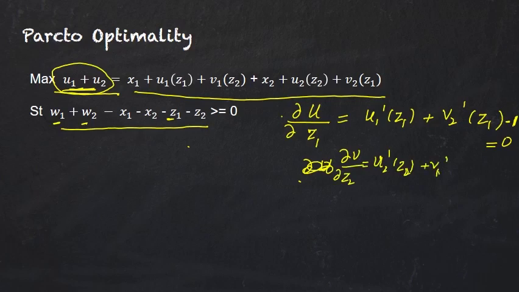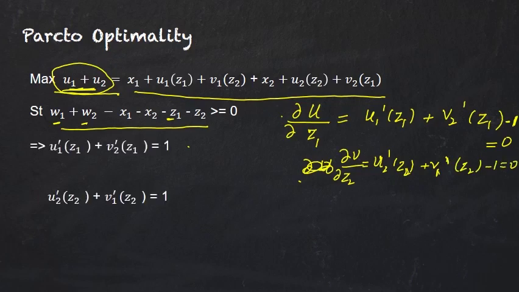So all I've done is taken this minus 1 to the other side, taken this minus 1 to the other side, and I get this and this equation. So these are the equations of Pareto optimality, of course. And as you can see, these equations and the equations that we did some time back are not the same.